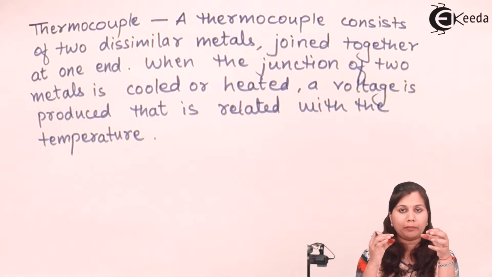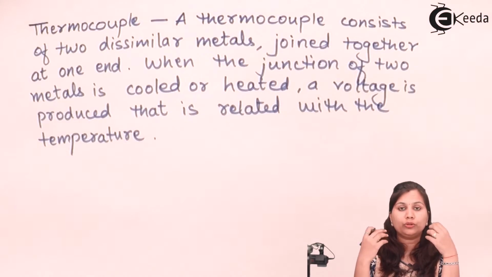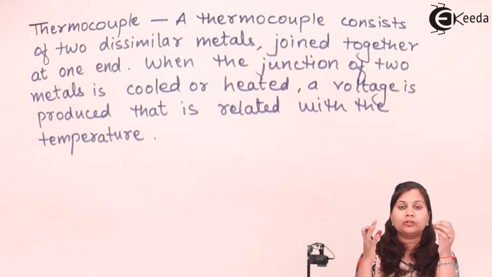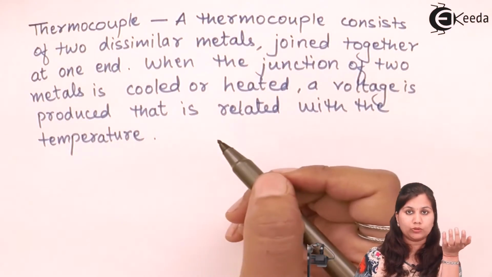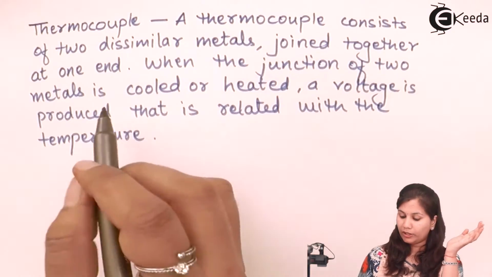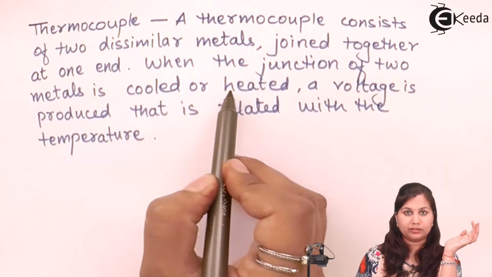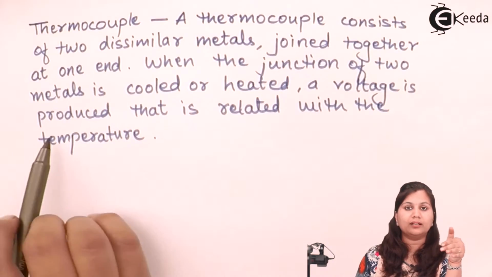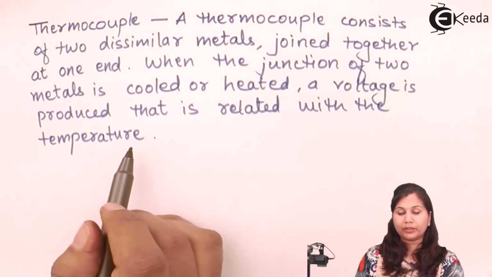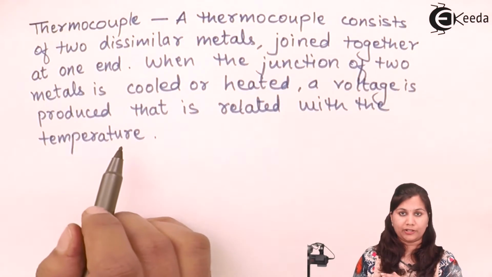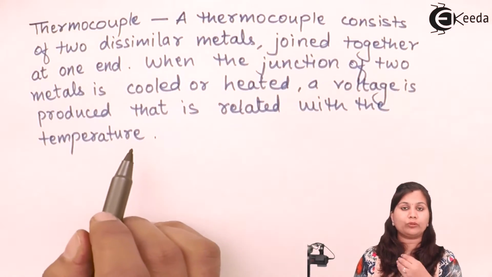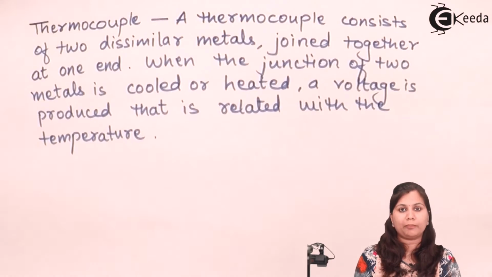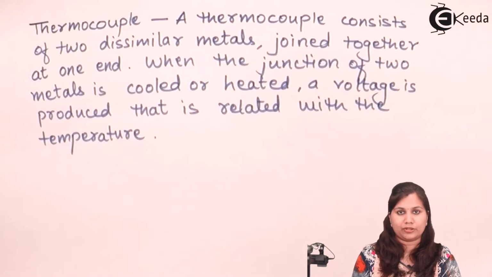Now, as the temperature on these two junctions is different, due to that temperature difference, an EMF is produced at the two junctions. So the output voltage which is produced due to the difference in temperature at the junction, that is either cooled or heated, is related with the temperature difference. Here you can see that a thermocouple is not using any relationship with the resistance. Here we are saying that when the temperature is changed, the EMF generated will be different. Different amounts of EMF will be generated at different temperatures.